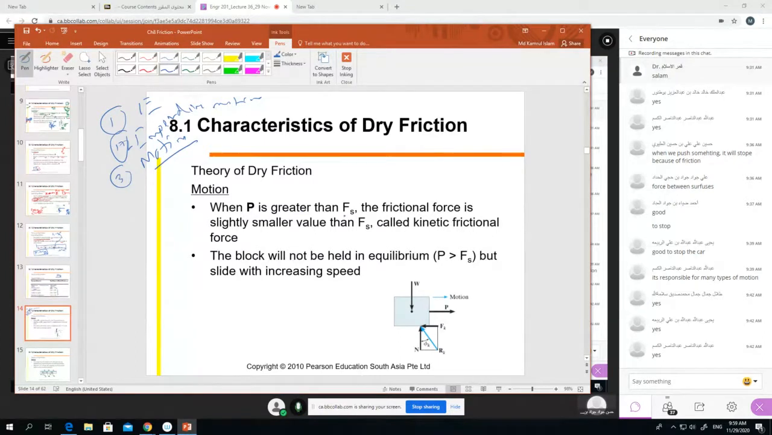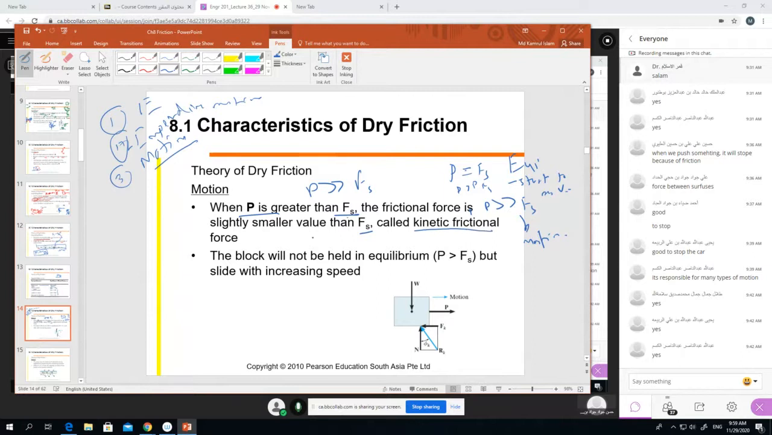When P is equal to Fs, it is the equilibrium. When P is slightly greater than Fs, then it just starts to move. When P is much greater, then it is already moving, in motion. That is telling us here, if P is greater than Fs, the friction force becomes slightly smaller than Fs.